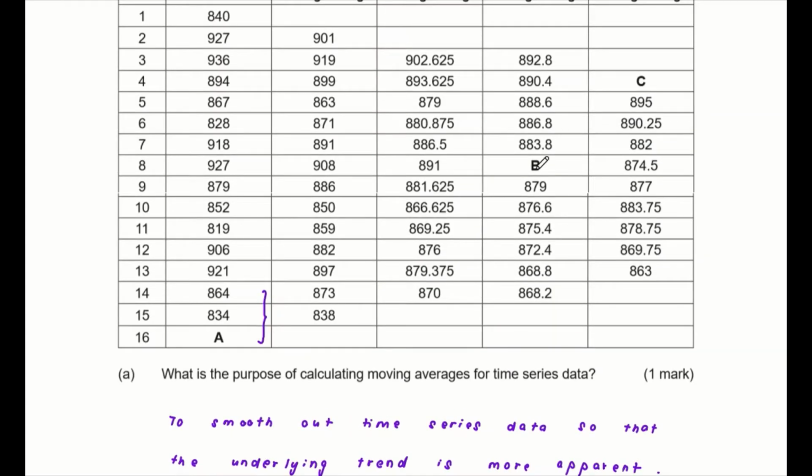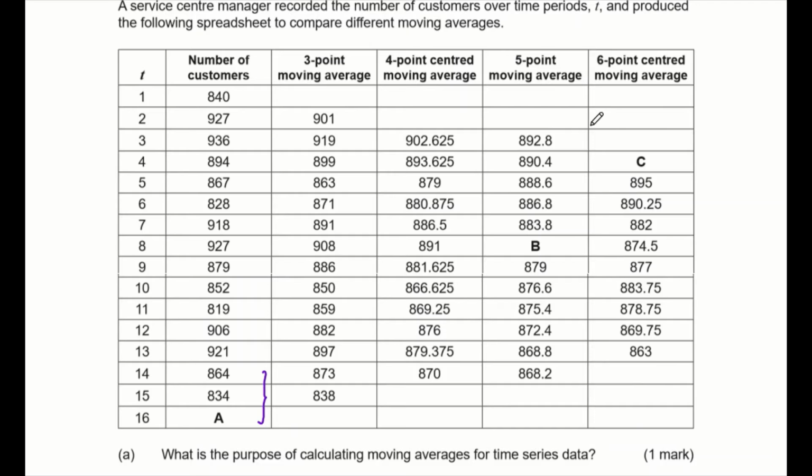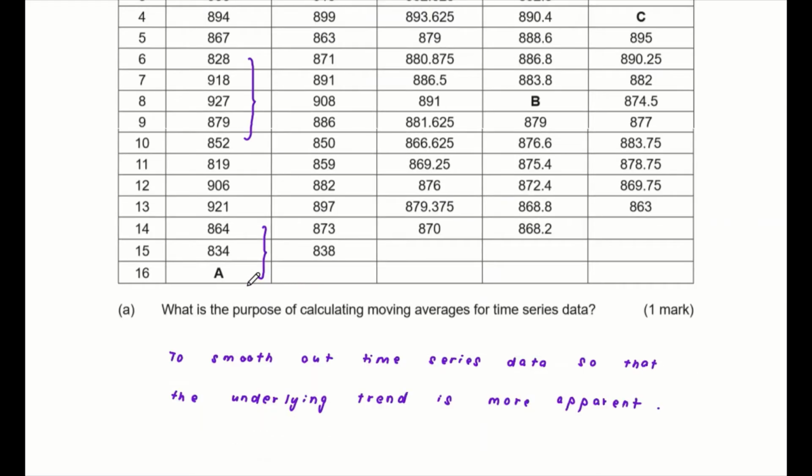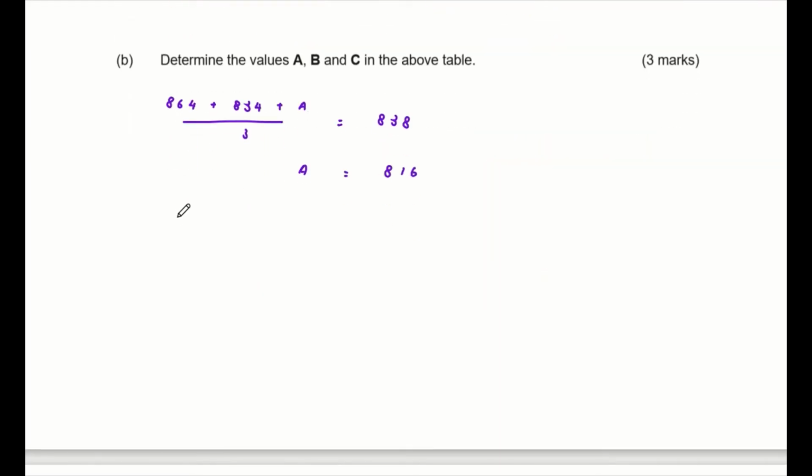Okay, then the next one, part B. B is this value, and for this value you need to do a 5-point moving average. It means that this is the place, so the 5-point will be these 5 points. All right, so start from 828 plus 918 plus 927 plus 879 plus 852, and then divide by 5.